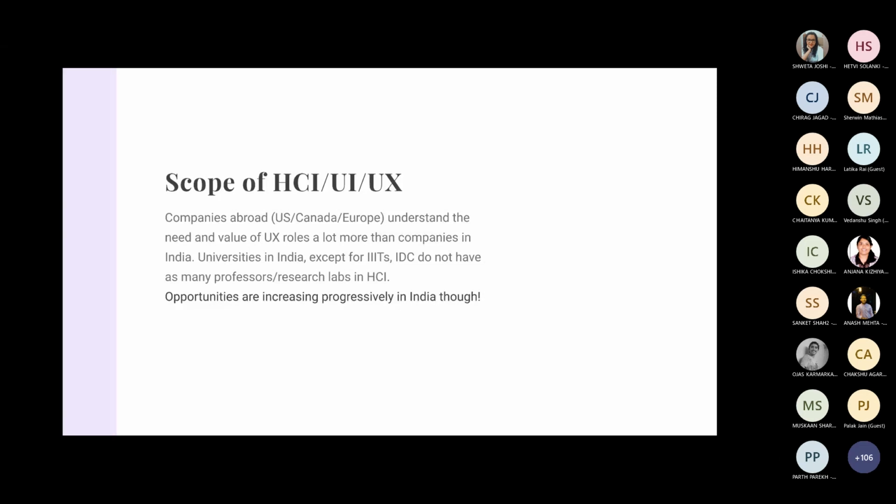Again, in terms of research, universities in India, even IITs, don't have as many professors or research labs in HCI, sadly. So if you want to pursue a career in academia, there might not be as many options in India. I'm not saying there aren't at all. They are definitely growing. There's IIITs who do really good HCI research. There's IDC, which is the Industrial Design Centre or something like that, in IIT Bombay. They also do really good work, but there's just so much more research in HCI in universities abroad.